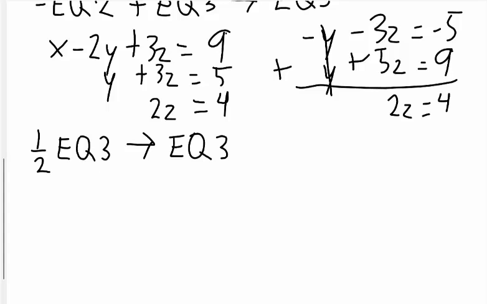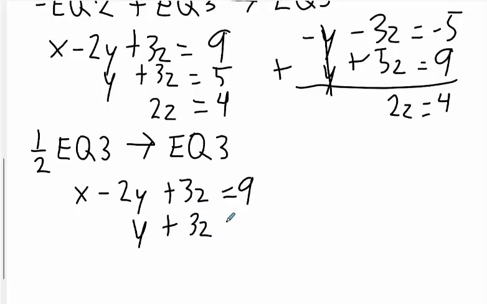So we have x minus 2y plus 3z equals 9. We have y plus 3z equals 5. And then 1/2 of 2z is z, so not y, z equals 2.